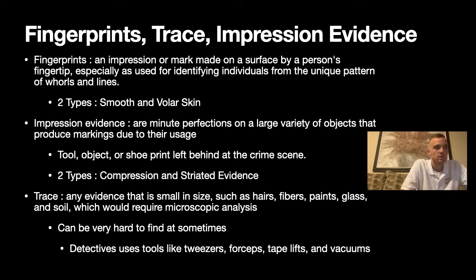Trace evidence is evidence that is small in size, such as hairs, fibers, paints, glass, and soil, which would require microscopic analysis. This can be very hard to find at times, and detectives must be very careful with it, as it could be easily destroyed or tampered with. When they find this evidence, they have to use tools like tweezers, forceps, tape lifts, and vacuums to make sure all the evidence is collected and preserved correctly.